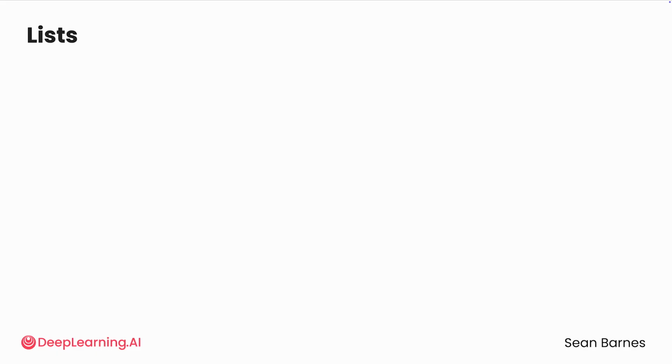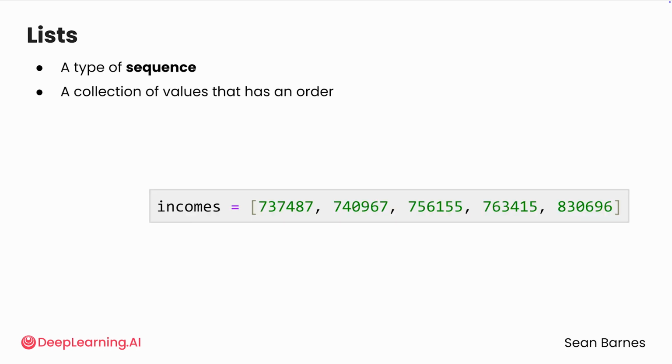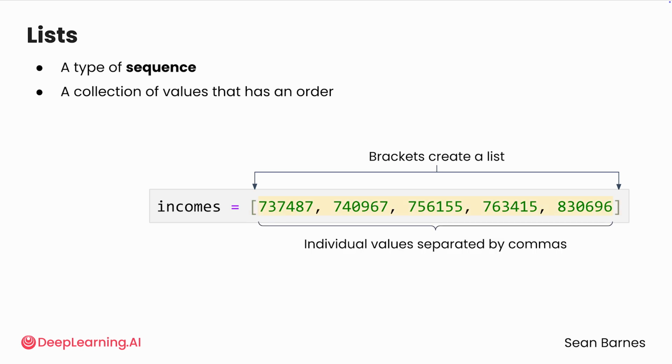To sum up, lists are a type of sequence, meaning a collection of values that has an order. Let's break down what's happening in this line of code. Incomes equals this list of all these values. A list is appropriate for storing incomes here because you have a collection of items, that is several numbers. They all represent the same thing, library incomes, and they should be stored in order, by year. Focusing on the right side of the equal sign for a moment, the brackets create a list. And inside the brackets, you have individual values separated by commas.